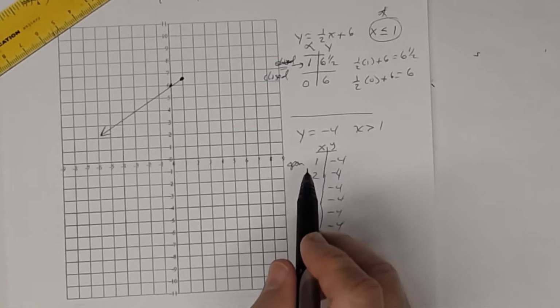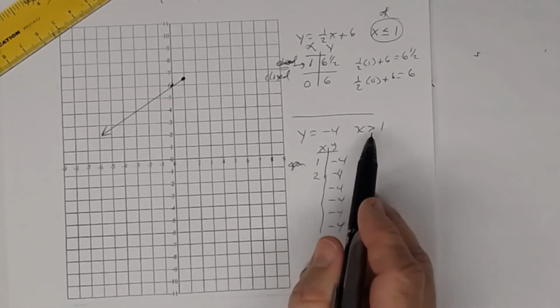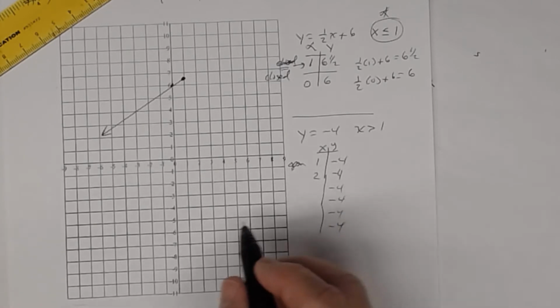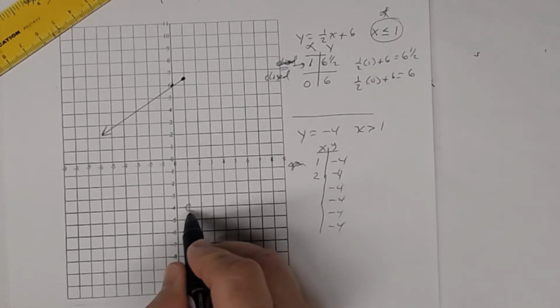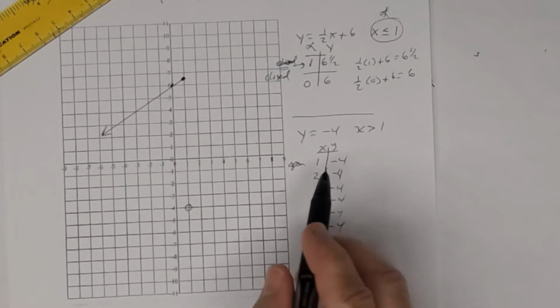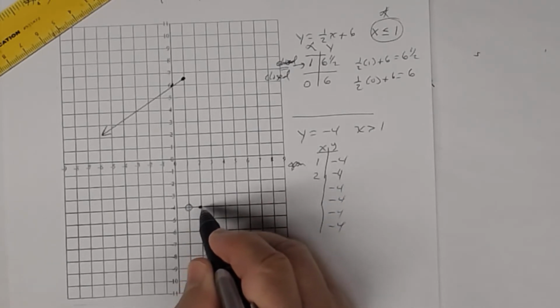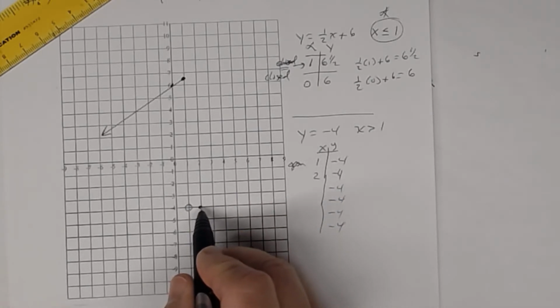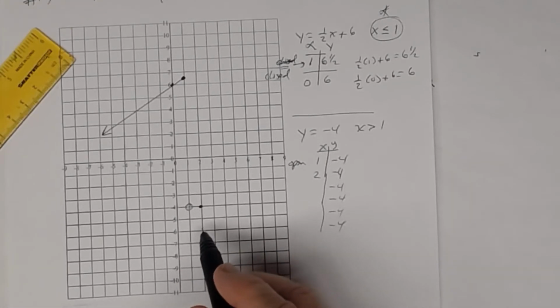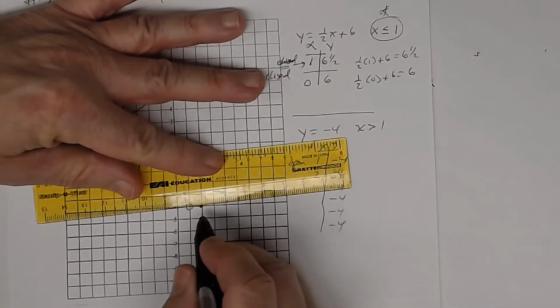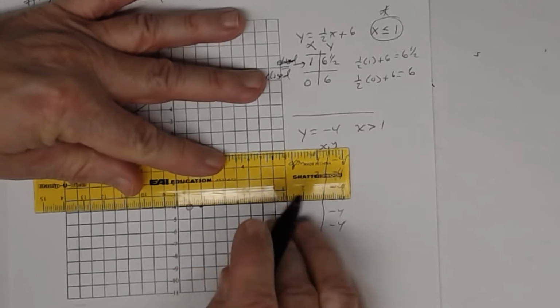All right, so let's plot that point. So remember, when x is 1, I cannot include it, so that's an open circle. So here's (1, -4), open circle. All right, here's (2, -4). (2, -4) is in the domain, so that's a closed circle. And then you just draw your graph. And that's a ray as well, but going this way.